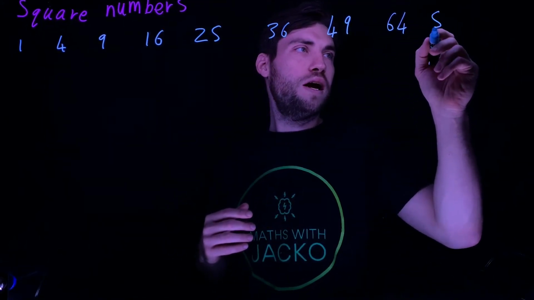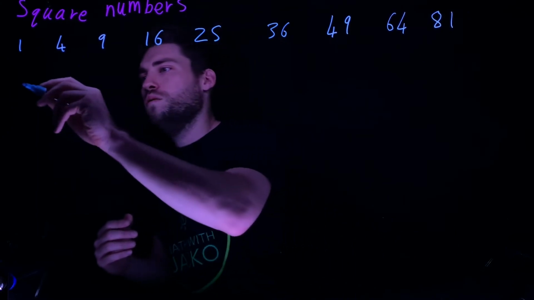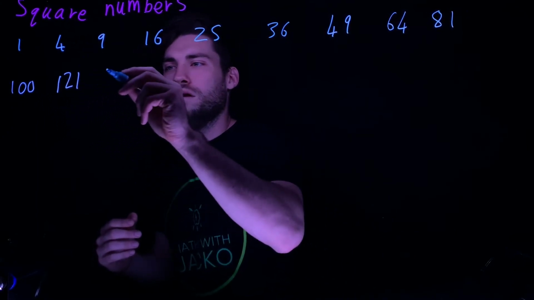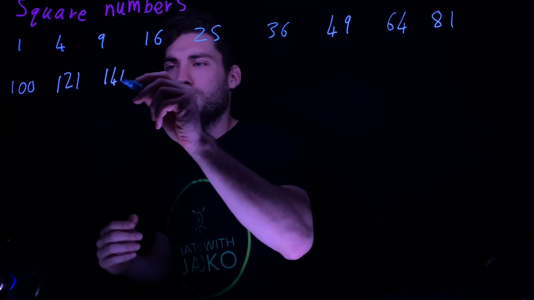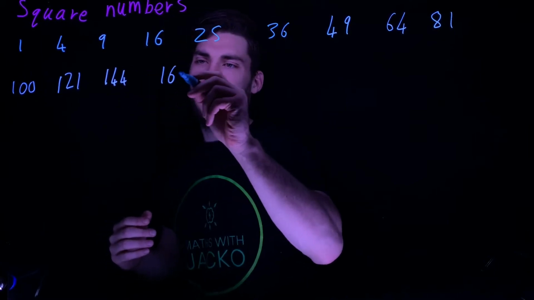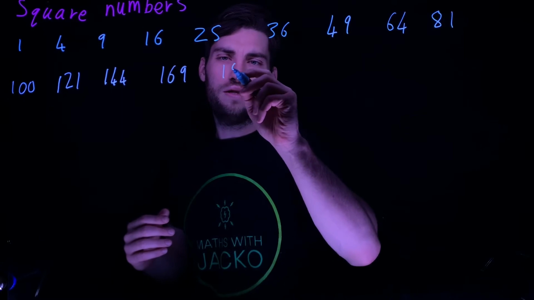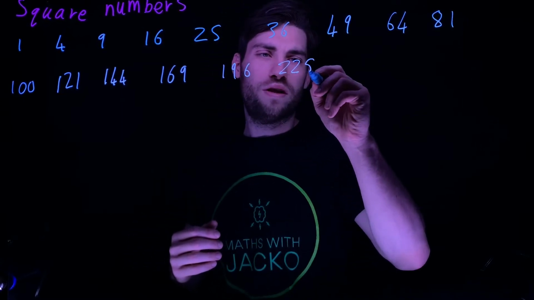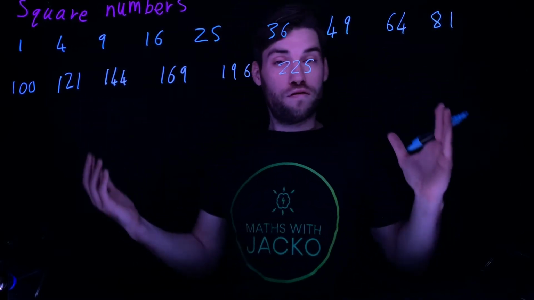64, 81, 100, 121, 144, 169, 196, and then the 15th one is 225. So there are the first 15 square numbers.